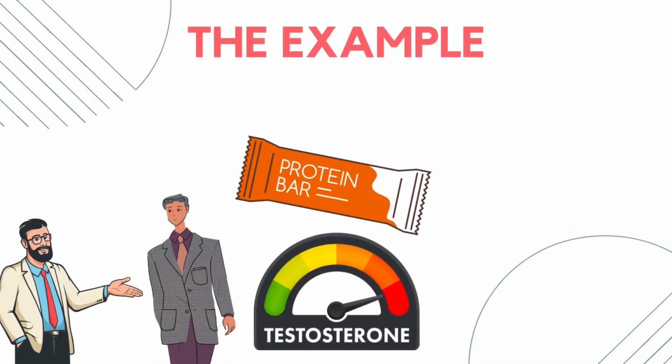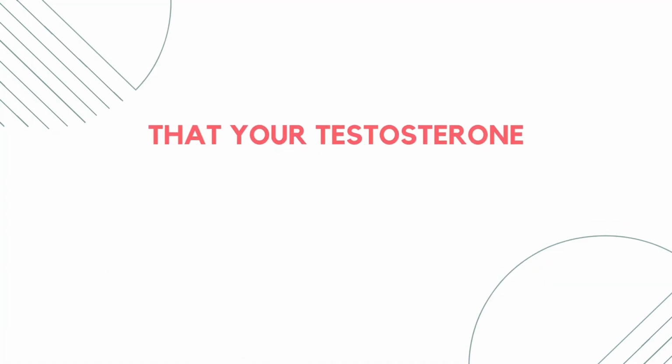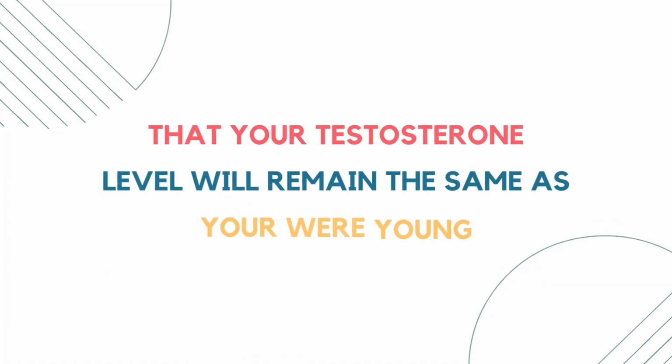Just for you to remember, in our example, we wanted to sell a protein bar to men who are between 35 and 50 years of age. Our unique selling proposition is that if you consume this protein bar, your testosterone level will remain the same as when you were young. Let us start with key resources.